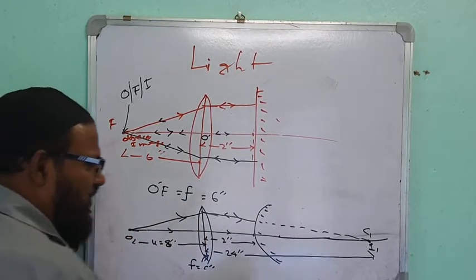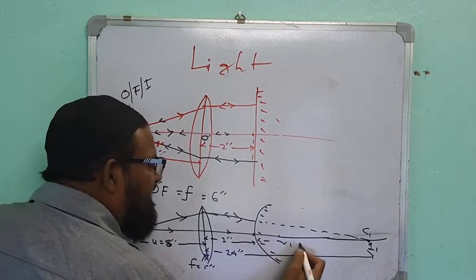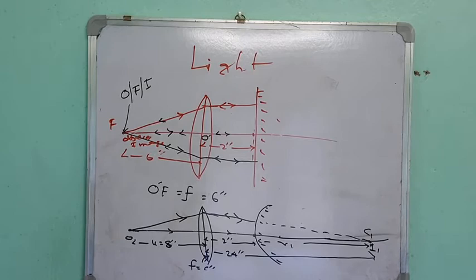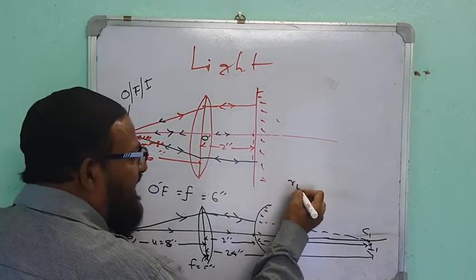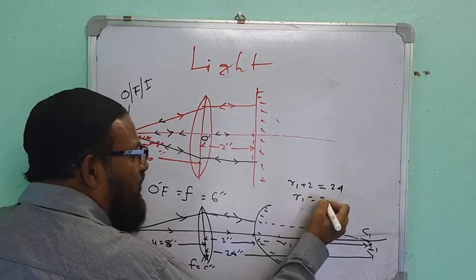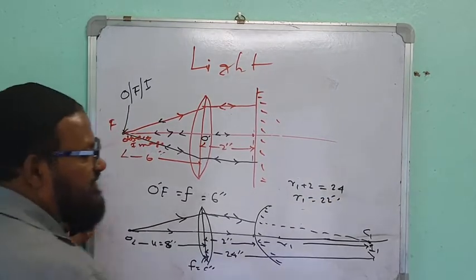Now tell me, what is this? Sir, this distance is R1. From the figure, what is the distance? R1 plus 2 equal to 24. R1 equal to 22 inch.